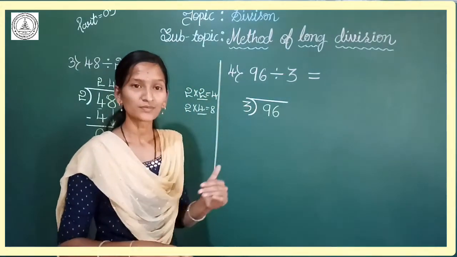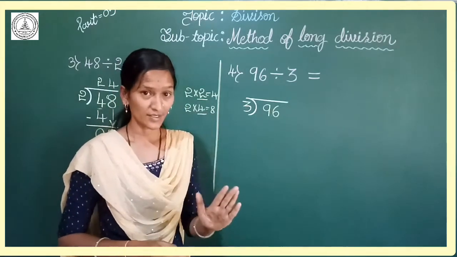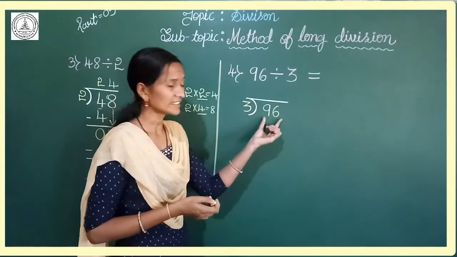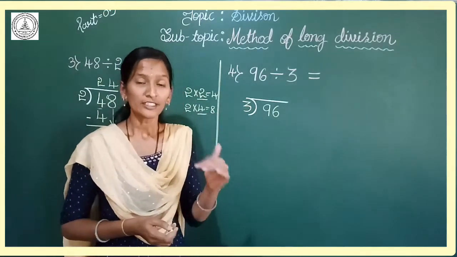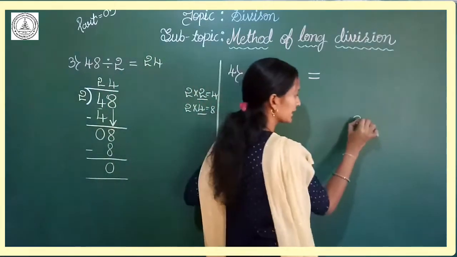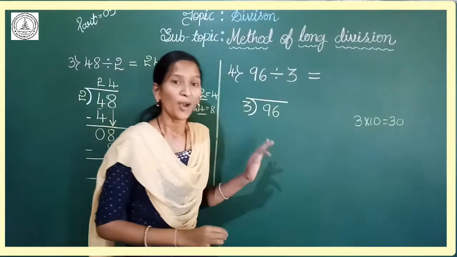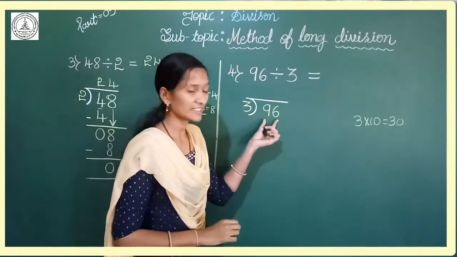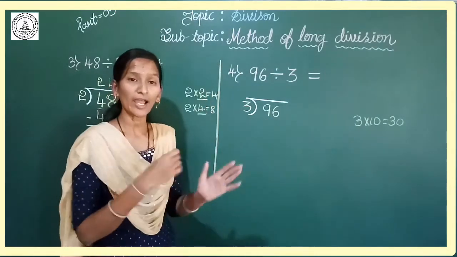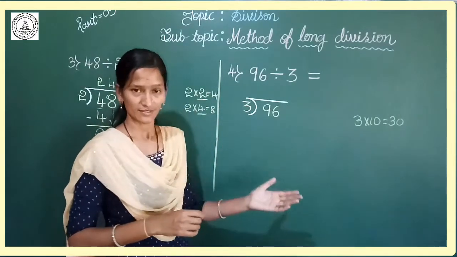So after that, you have to start dividing from the tens place. So my dear ones, already you know this 96 is a bigger number. In the multiplication table of 3, we learnt up to 3 tens are equal to 30, right? But here is 96. 96 is a bigger number, right? Now I am starting dividing from the tens place after the ones place, right?